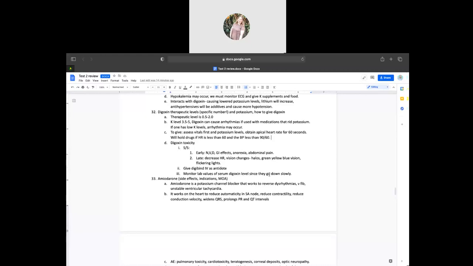How we're going to treat digoxin toxicity is we're going to give DigiFab IV as an antidote. And we need to make sure that we monitor the lab values of serum digoxin since they will go down slowly over a course of days.